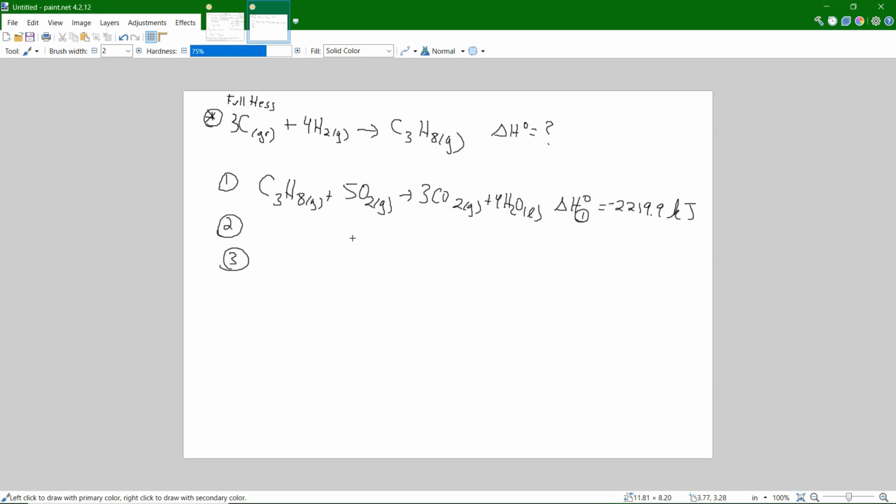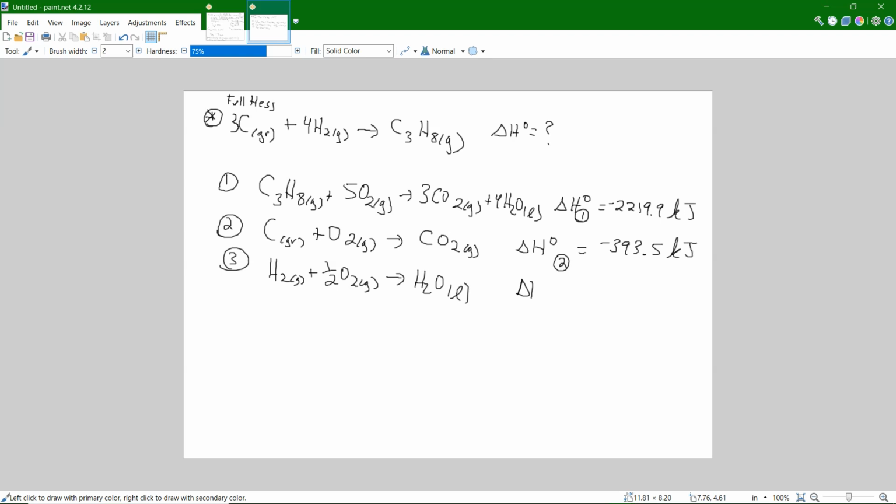Then you would have one here: carbon graphite plus O2 gas goes to form CO2 gas, and delta H naught 2 is minus 393.5 kilojoules. And then a third one, H2 gas plus half O2 gas goes to form H2O liquid, and delta H naught 3 equals minus 285.8 kilojoules.